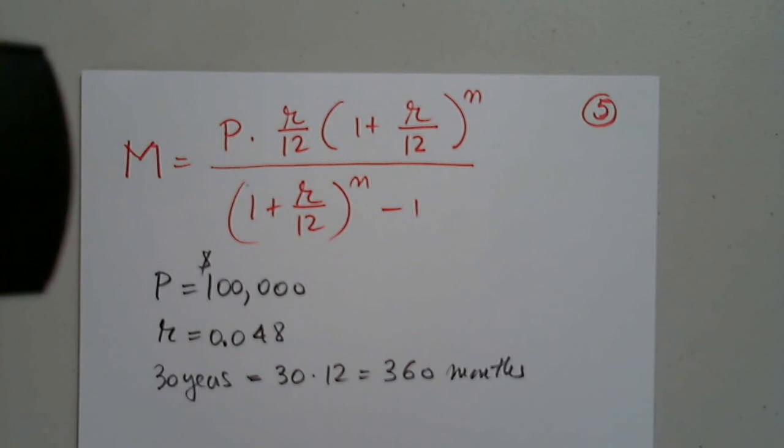P dollars are borrowed at an annual interest rate, r, the payment M made each month for a total of lowercase n months. 30 years multiplied by 12, 360 months. Okay, I'm going directly to the calculator. So be very careful.